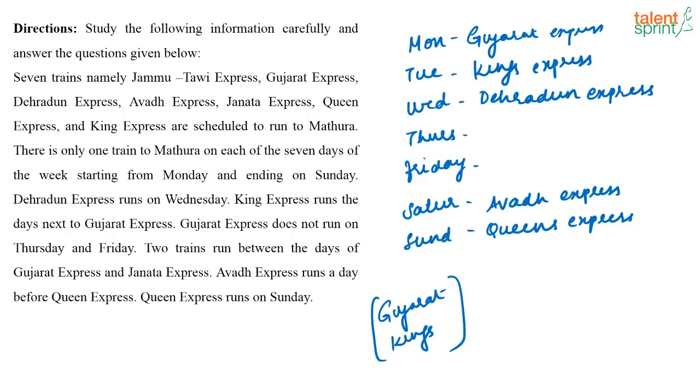Now, next you have 2 more days to fill, that is Thursday and Friday. They have said that 2 trains run between the days of Gujarat Express and Janata Express. So, between Gujarat and Janata Express, there are 2 trains running. So, which should be Janata? This obviously has to be Janata Express. Now, which is the train that's going to be running on Friday? That has to be Jammu Tawi Express. So, this is your final arrangement. Okay? Yes. Now, let us look at the questions that follow.